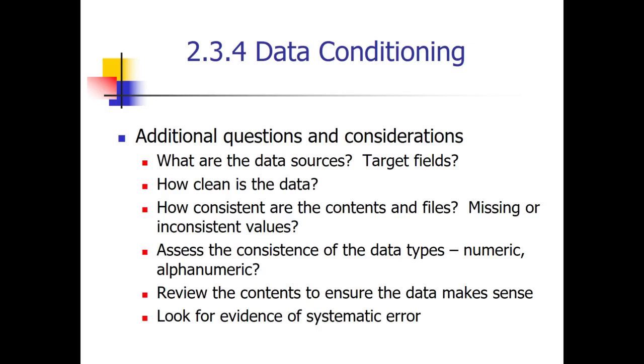So how do we clean the data in terms of data conditioning? What are the data sources and target fields available, and how consistent are the contents and files? Are there missing or inconsistent values? We have to identify that, and assess the consistency of the data types, numeric or alphanumeric. We have to review the contents to ensure the data makes sense, whether it is suitable for my requirement or not, and look for evidence of systematic error. If any data related error is there, we have to check it first. So all these parameters we have to check in terms of data conditioning.